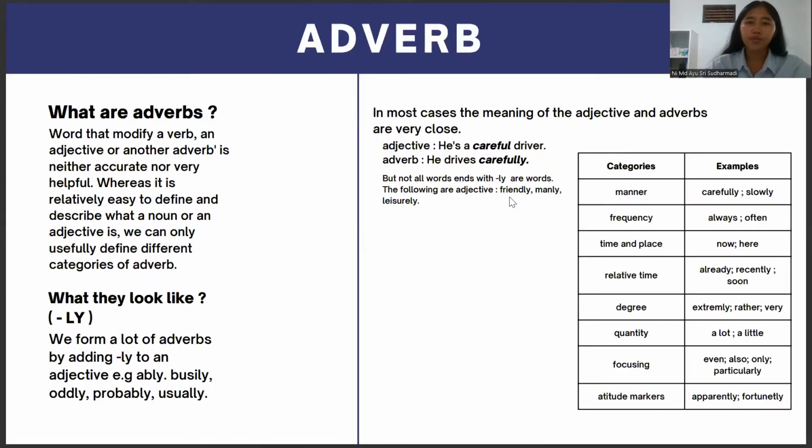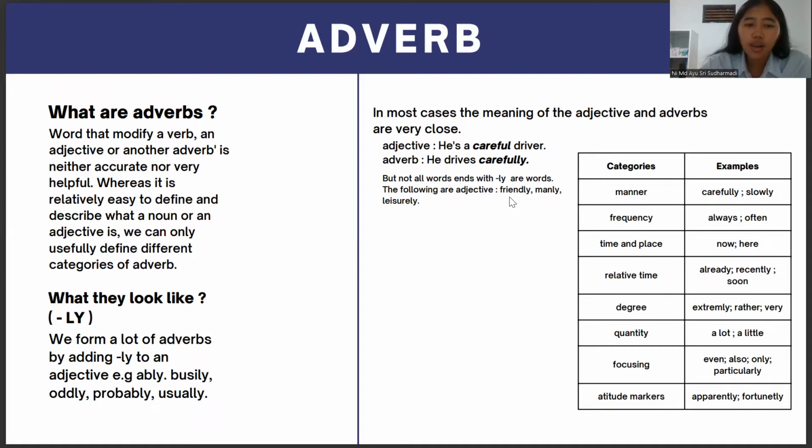First, I want to explain about adverbs. So, what are adverbs? Adverbs is a word that modifies a verb, an adjective, or another adverb. It's neither accurate nor very helpful, whereas it is relatively easy to define and describe what a noun or adjective is. We can only usefully define different categories of adverbs and what they look like.